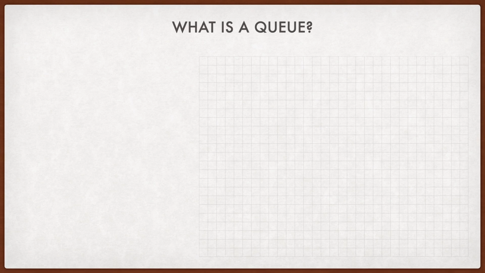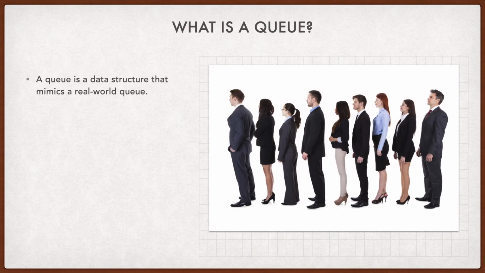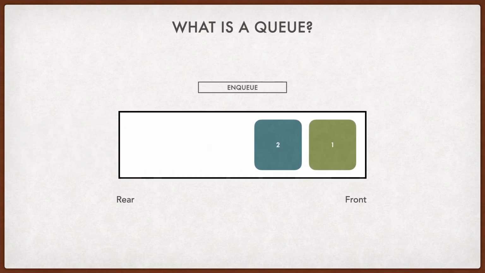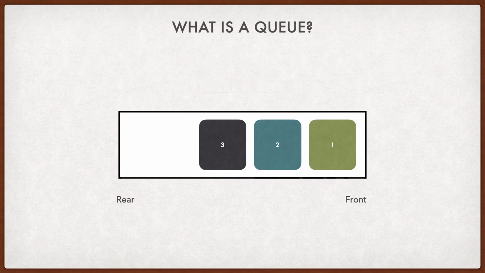What is a queue? A queue is a data structure that mimics a real-world queue, like this one. A queue has two ends, the front end and the rear end. Items are added from the rear end, and this is called the enqueue operation. Items are removed from the front end. This is called the dequeue operation.